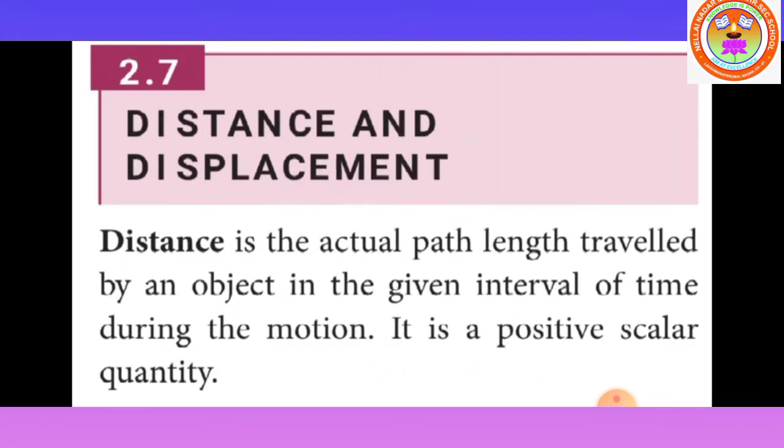Next, distance and displacement. First, distance. Distance is the actual path length travelled by an object in a given interval of time. So what is the distance? Distance is the actual path length travelled by an object in the given interval of time. Okay, so it is a positive scalar quantity. The distance is always a positive scalar quantity.